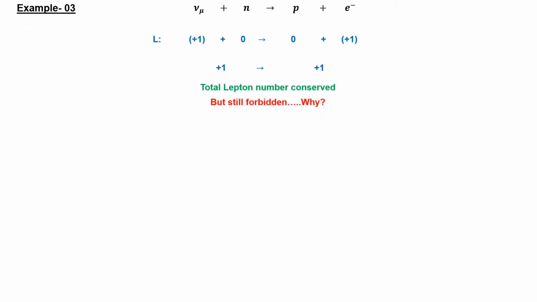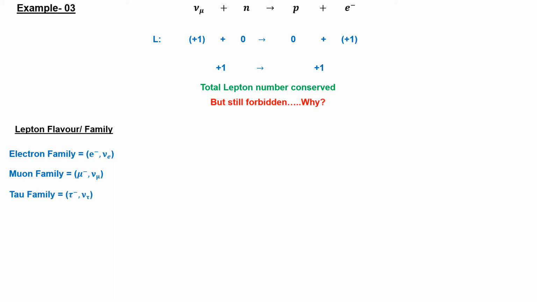To resolve this problem, all lepton particles were divided into lepton flavors or lepton families. All 6 leptons are divided into 3 families. The electron family has members electron and electron neutrino, the muon family has members muon and muon neutrino, and the tau family has members tau and tau neutrino.